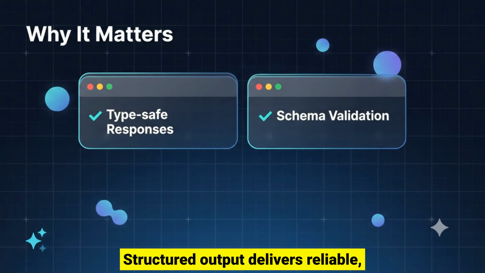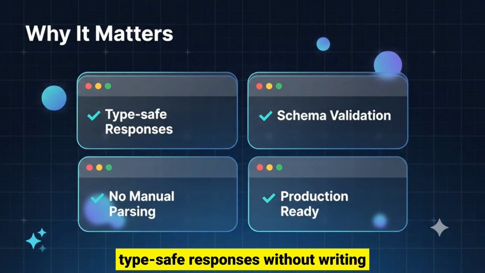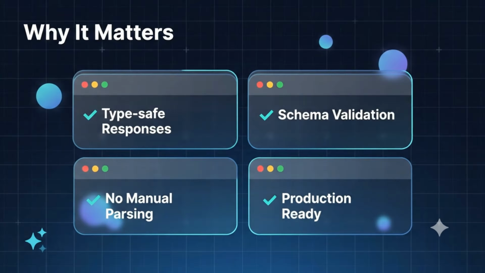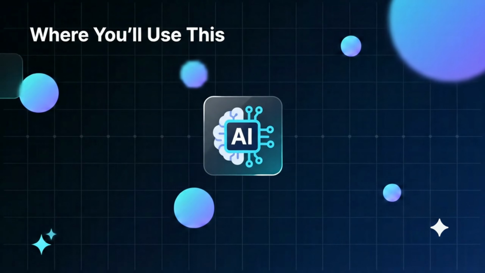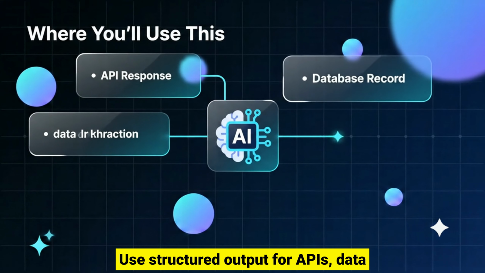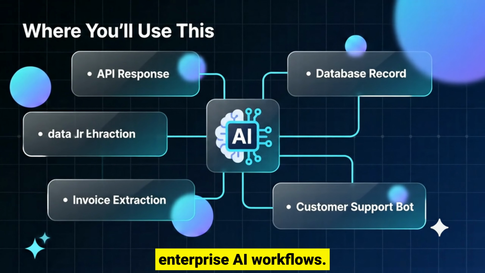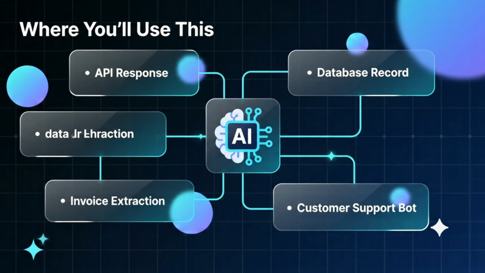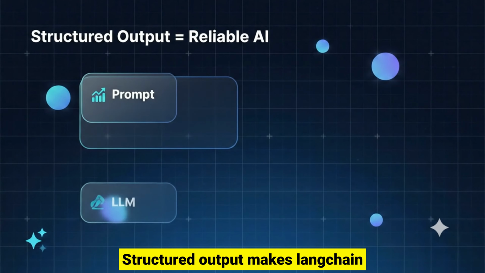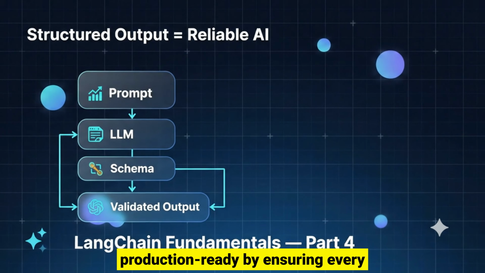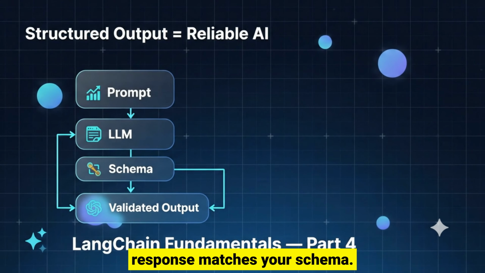Structured output delivers reliable, type-safe responses without writing complex manual parsing logic. Use structured output for APIs, data extraction, automation, and enterprise AI workflows. Structured output makes LangChain applications predictable, reliable, and production-ready by ensuring every response matches your schema.